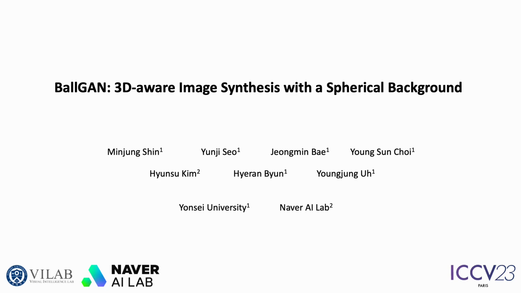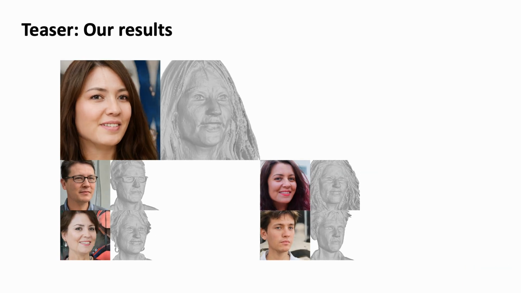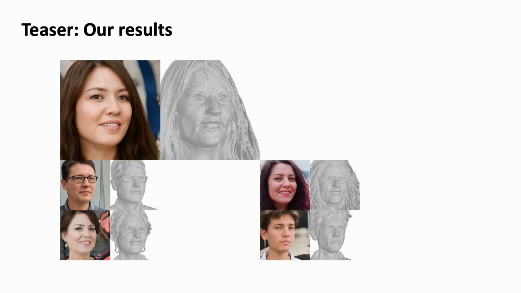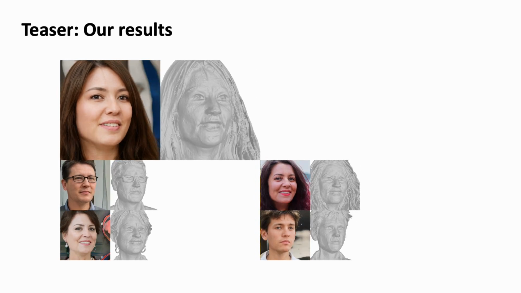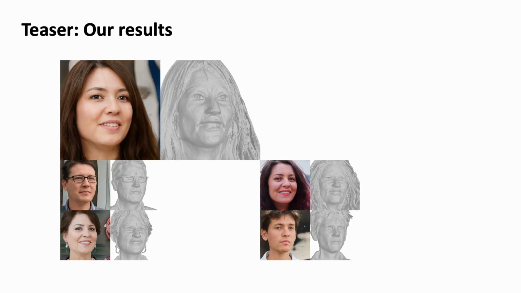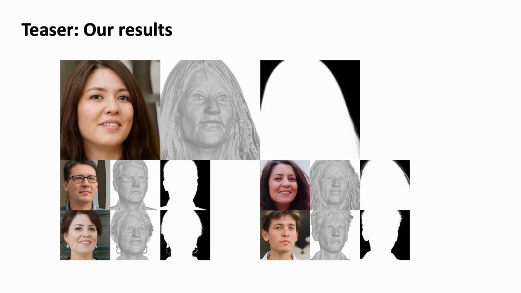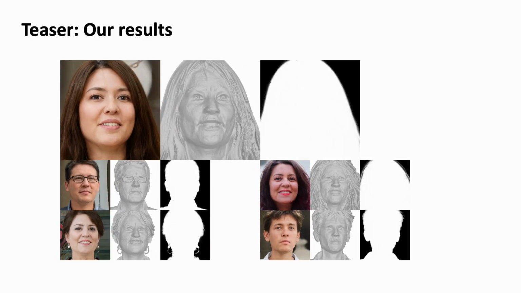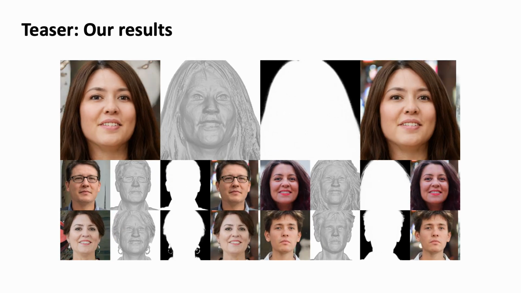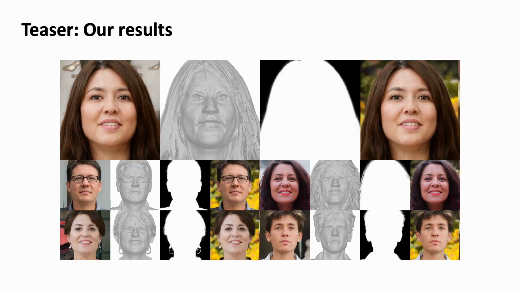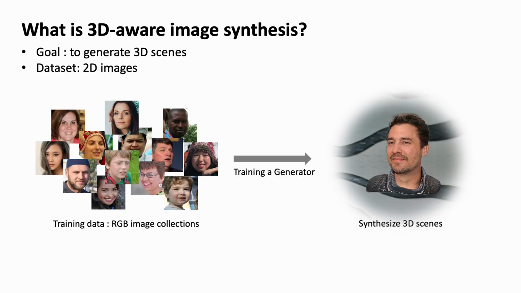Hi, this is BallGAN: 3D-aware image synthesis with a spherical background. Here are some results from BallGAN. Our model can generate multiple consistent images and extract foreground meshes. Additionally, it can generate multiple consistent foreground masks that capture details such as hair or thin hoop earrings.